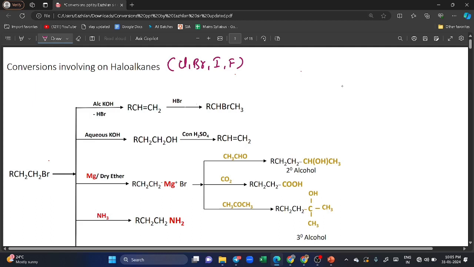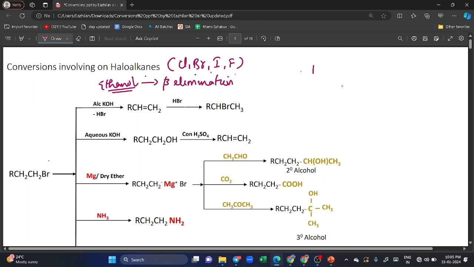First, I am reacting this particular haloalkane with alcoholic KOH. Alcoholic KOH is nothing but KOH dissolved in ethanol. This prefers what is called beta elimination. Beta elimination, you might have already studied it.